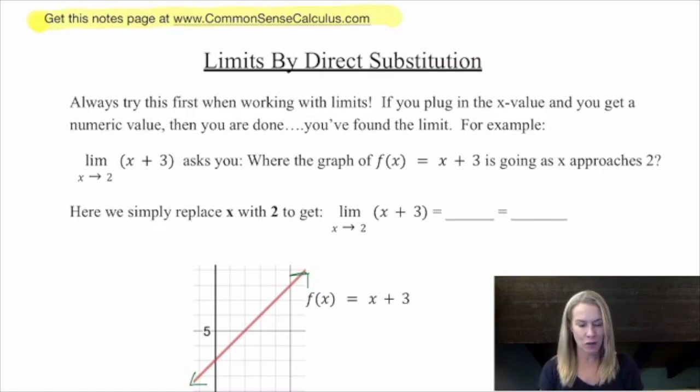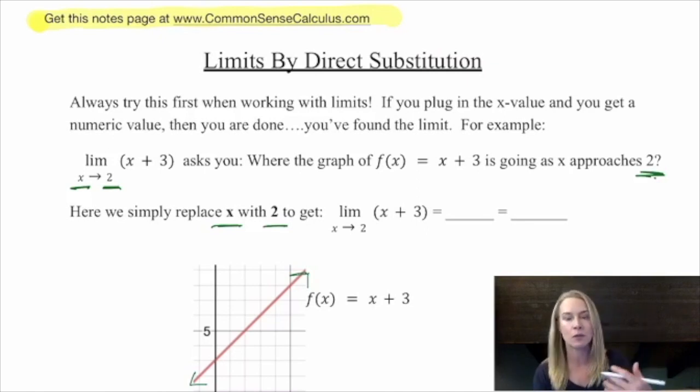The problem I have in question here says the limit as x approaches 2 of the function x plus 3. What is that asking? It's saying where's the graph of x plus 3 heading as x gets closer and closer to 2? Okay, well, we know x plus 3 is a line, y equals x plus 3. So all we have to do is take that x and replace it with a 2. We're directly substituting a 2 in for the x. So x plus 3 becomes 2 plus 3, and of course that's 5.